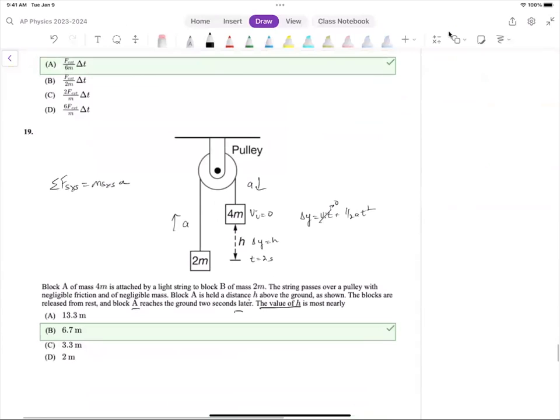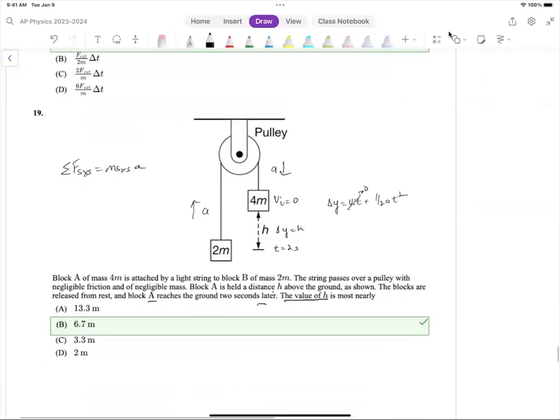I like number 19 as well. Number 19: a block A of mass 4m is attached by a light string, in other words, don't worry about the mass of the string, to block B of mass 2m. The string passes over a pulley with negligible friction and negligible mass, that perfect pulley that doesn't exist. Block A is held some distance h above the ground as shown. The blocks are released from rest, and block A reaches the ground 2 seconds later. They want to know the value of h. It is a delta y.